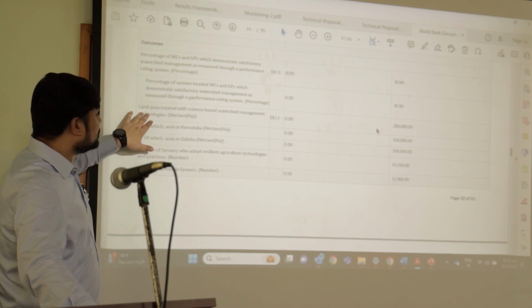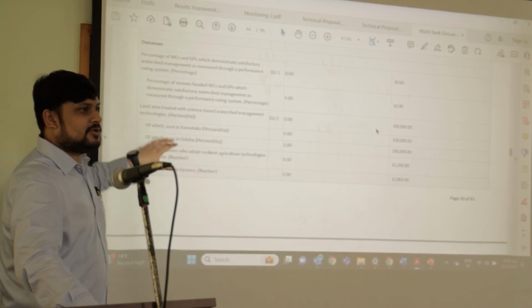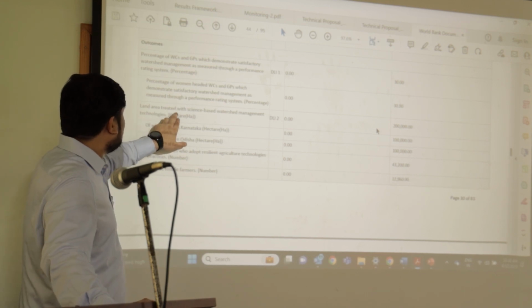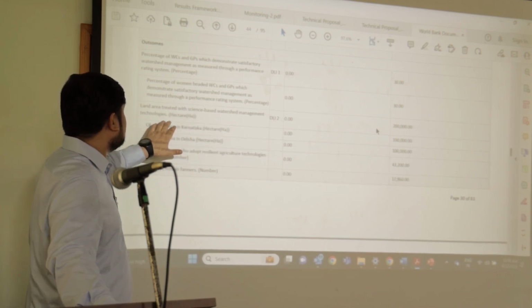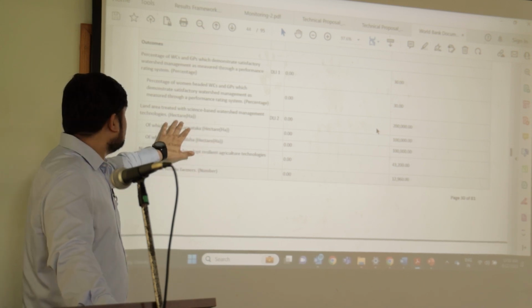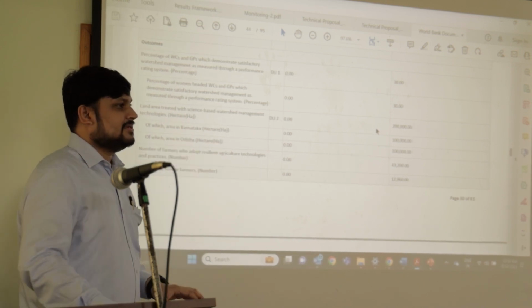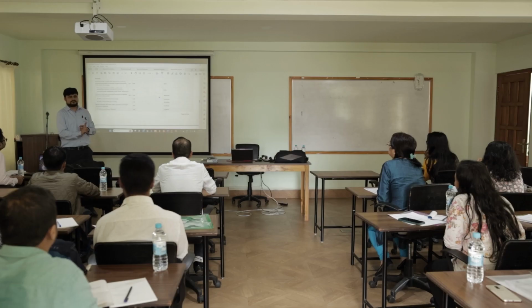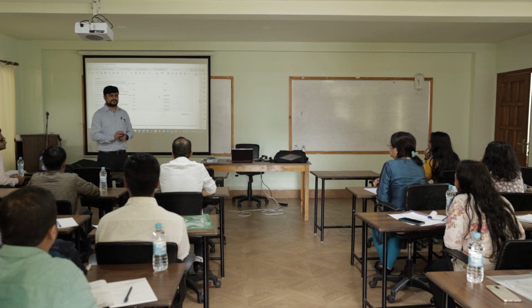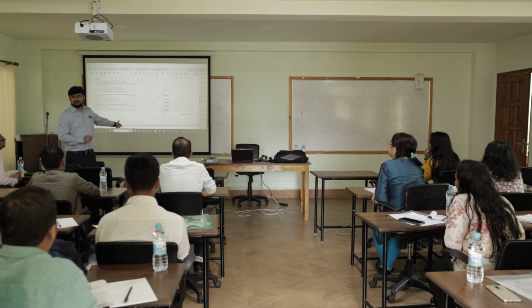Right, now again, let's look into this indicator. There is one more indicator on land-related information: land area treated with science-based watershed management technologies in hectares. So a few observations here. What can we see? The indicator is very, very simple. It is very clearly mentioned that it is an outcome indicator. We are also saying in which unit this indicator is being measured. So in brackets, they have mentioned it very clearly: hectares.